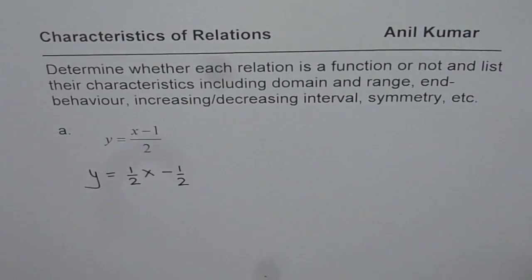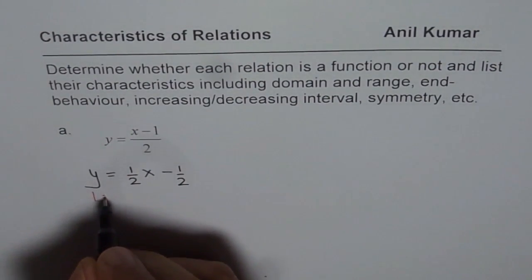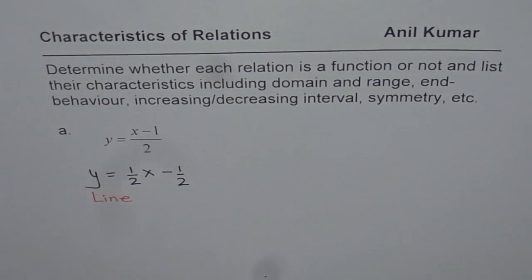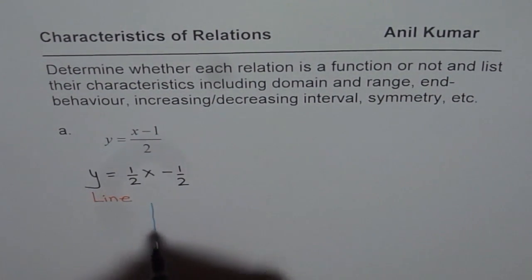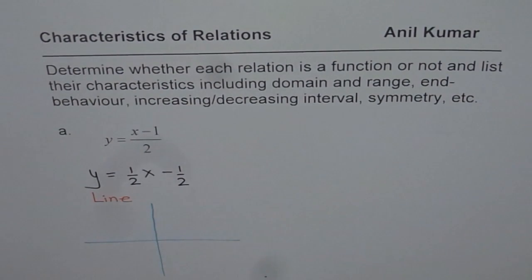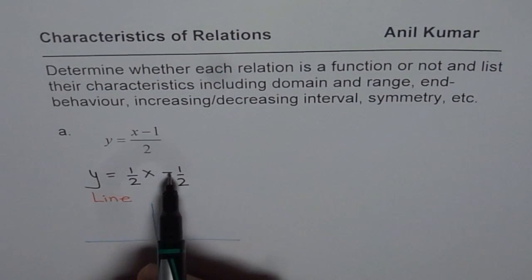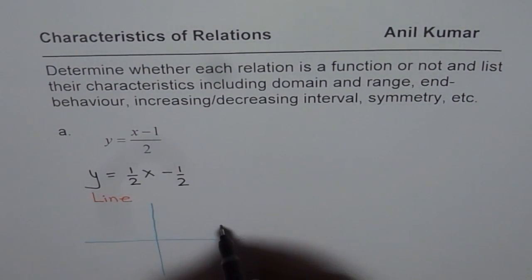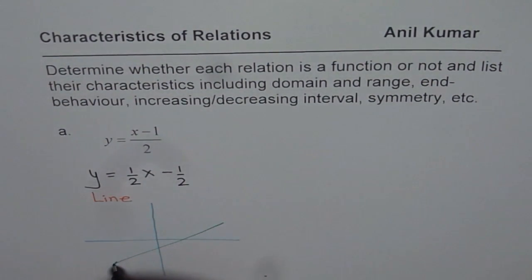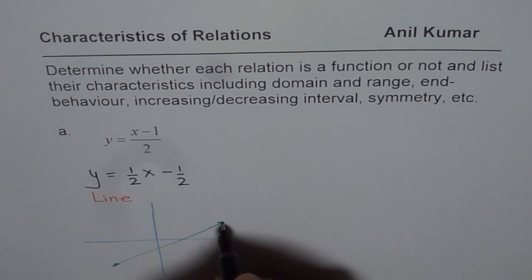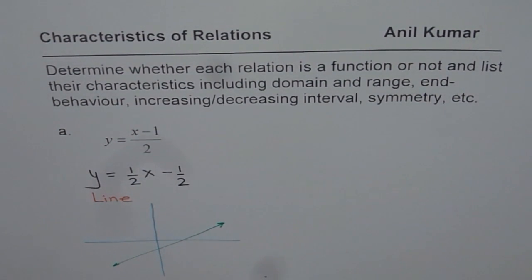Now that clearly is a line, right? So this represents a line. Let me sketch the line so that we can discuss more characteristics about this relation. The line will have a slope of half and the y-intercept is minus half. So let me just draw a line kind of like this. All my sketches will be rough, as you will do in your test papers also.